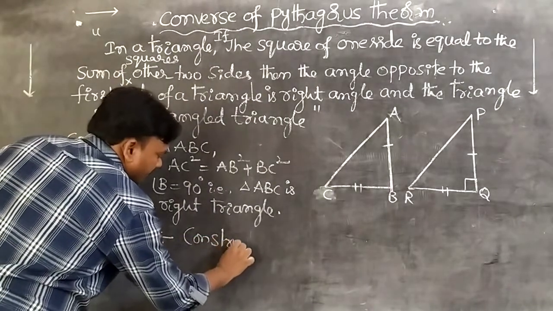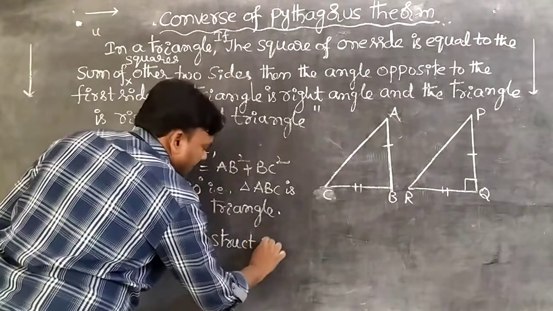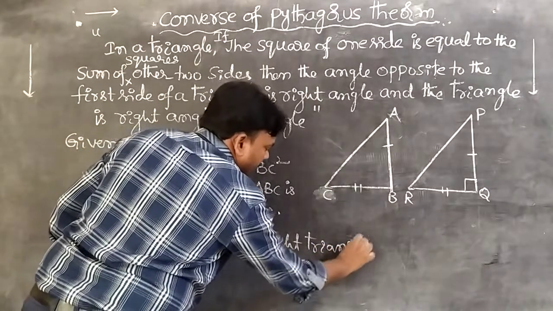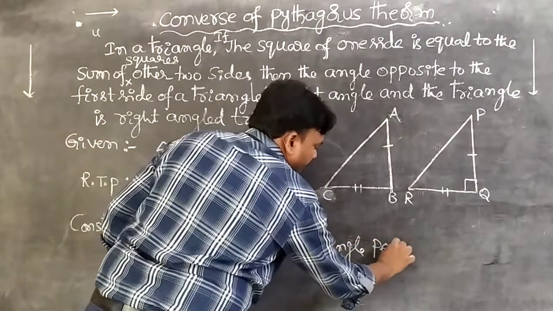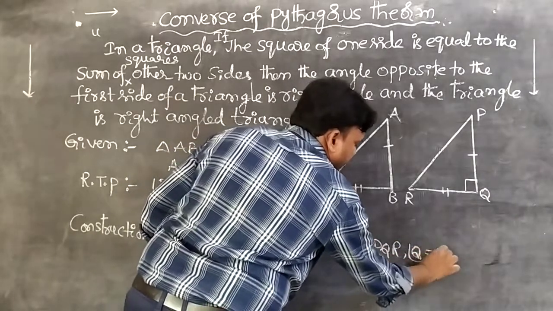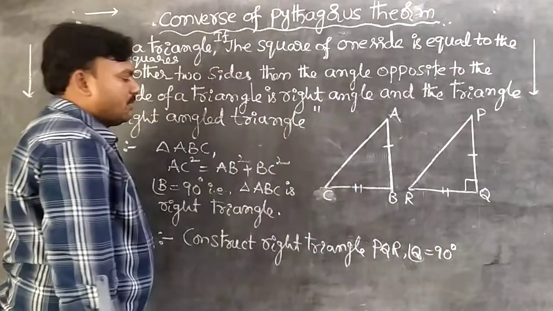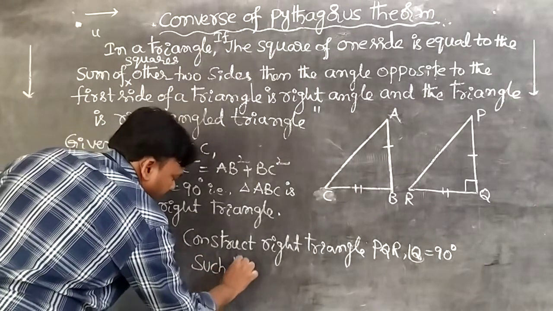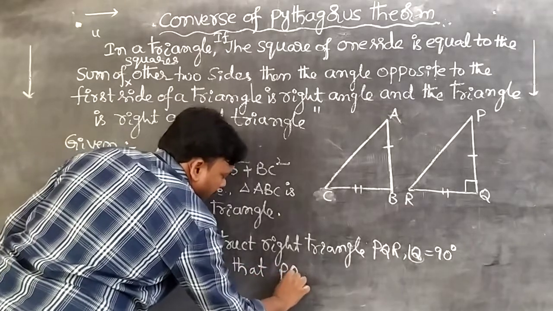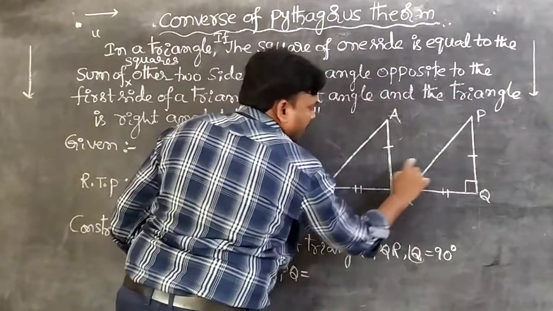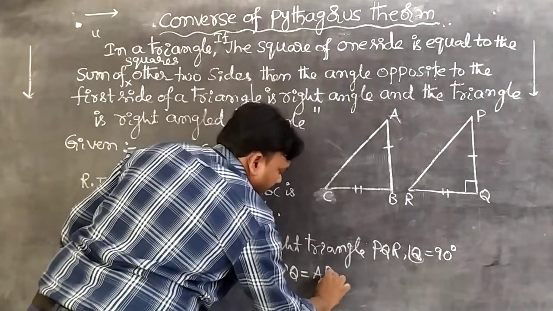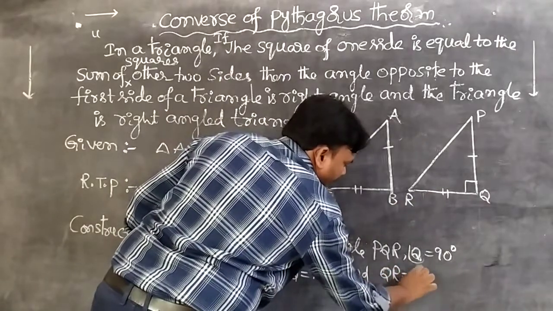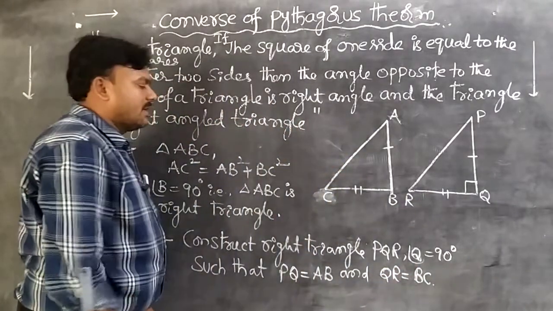Construct right triangle PQR, angle Q equal to 90 degrees, such that PQ equals AB and QR equals BC. QR equals BC. Very, very important in the construction word.